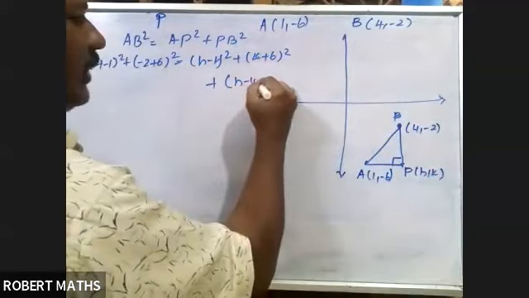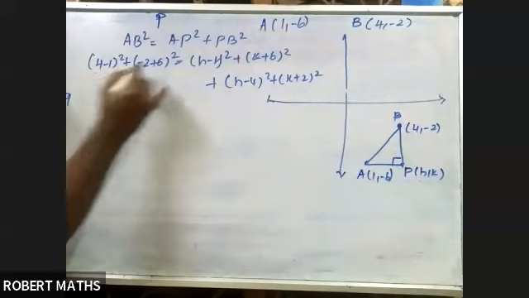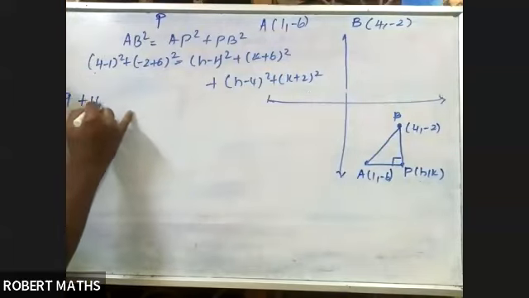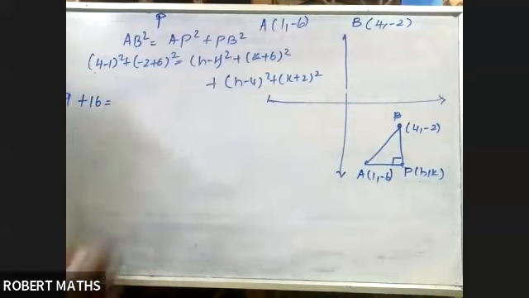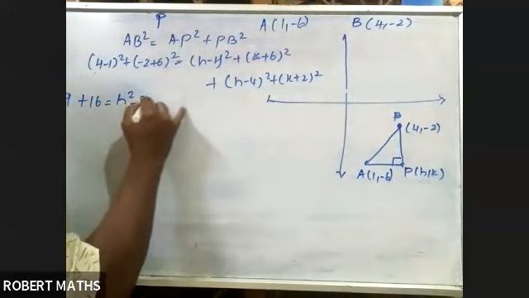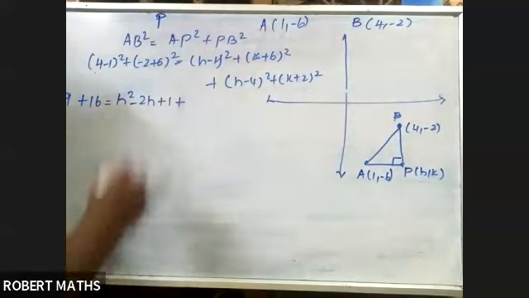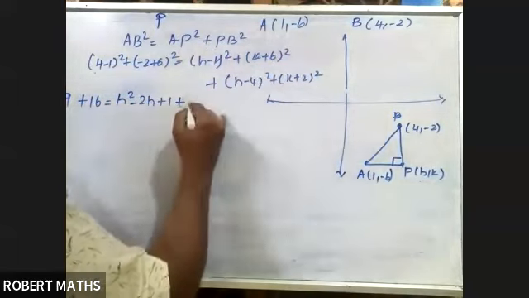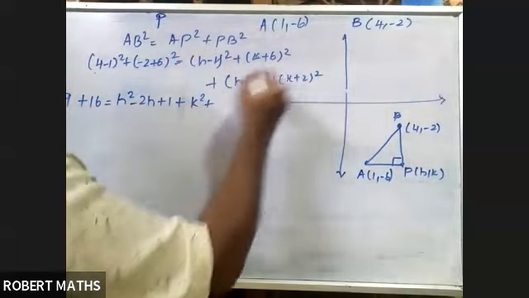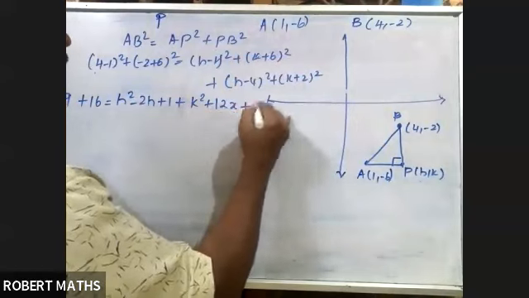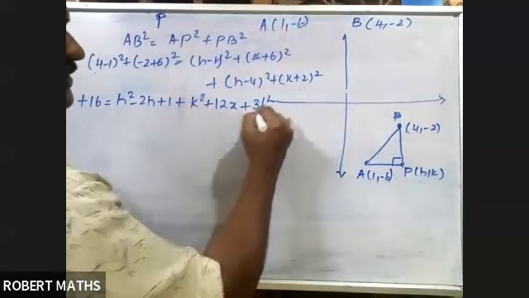Now you explain: 4 minus 1 the whole square is 9. 6 minus 2, 4 square, 16, which equals (h minus 1) the whole square, using (a minus b) the whole square: h square minus 2h plus 1, plus (k plus 6) the whole square: k square plus 2 times k times 6, that is 12k, plus 6 square, 36.